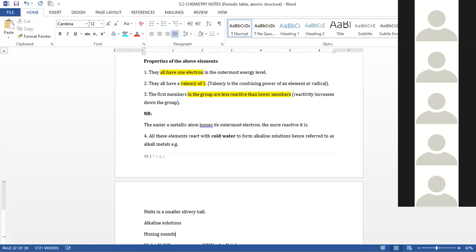Lastly, girls, another question. Observations made when potassium reacts with cold water. Girls, let's unmute ourselves. Okay. How does potassium react with cold water? Do you remember something about potassium reacting with cold water?